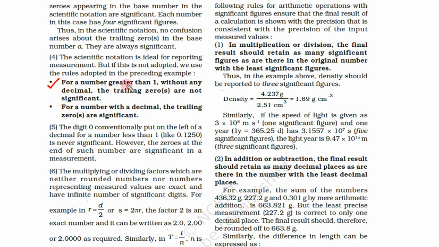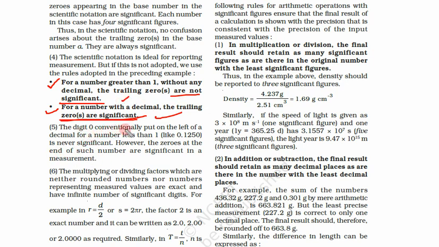For a number greater than 1 without any decimal, the trailing zeros are not significant. So, any number that is greater than 1 and has trailing zeros, they are not significant. For a number with a decimal, the trailing zeros are significant. If there is a decimal, all the trailing zeros are significant. If a number is greater than 1 and does not have a decimal, the trailing zeros are not significant.